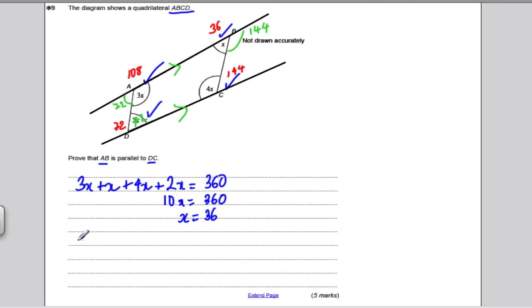So you can say they're parallel as angles are alternate.